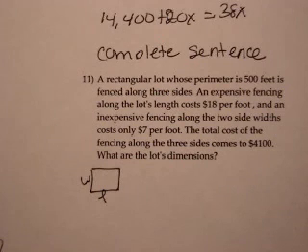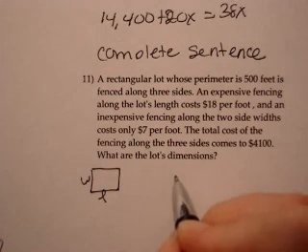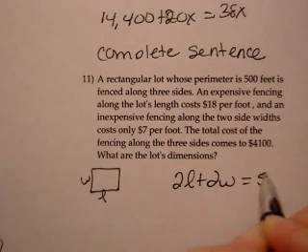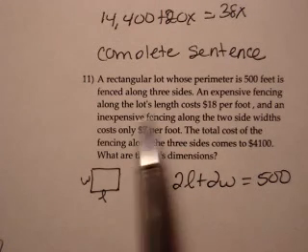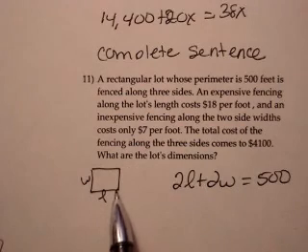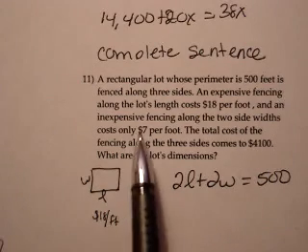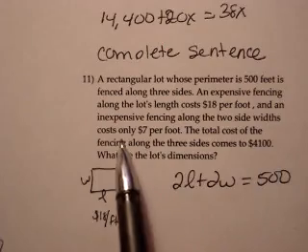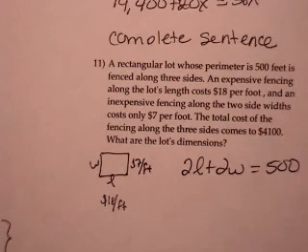W equals width and L equals length. Okay, so I can write one equation right away, that the perimeter is 500 feet. So I know that 2 lengths plus 2 widths equals 500. Okay. Inexpensive fencing along the lot's length costs $18 per foot. Okay, so $18 per foot on the long side. Okay. And an inexpensive fencing along the 2 side widths costs only $7 per foot. So only $7 per foot along the 2 sides. The total cost of the fencing along the 3 sides comes to $4,100.